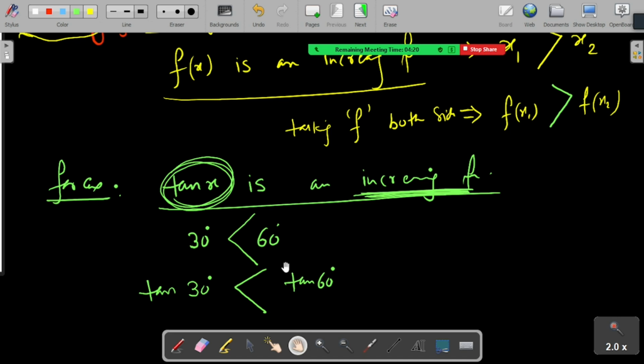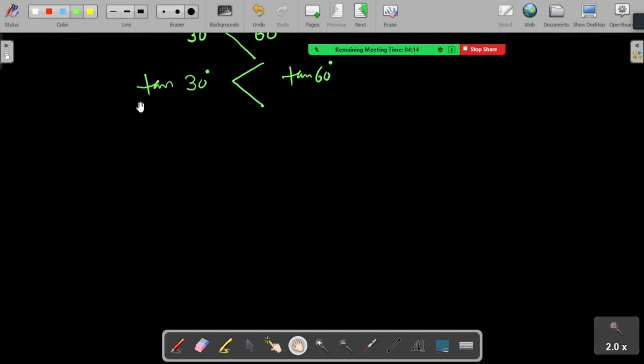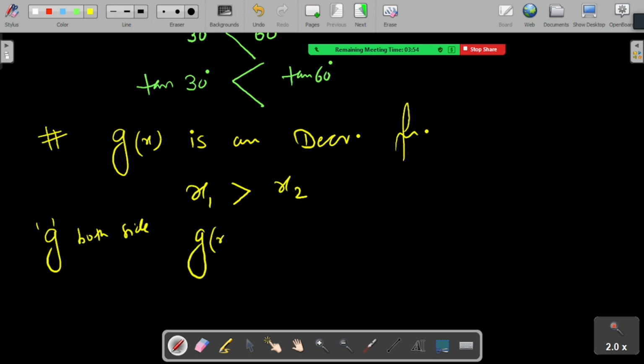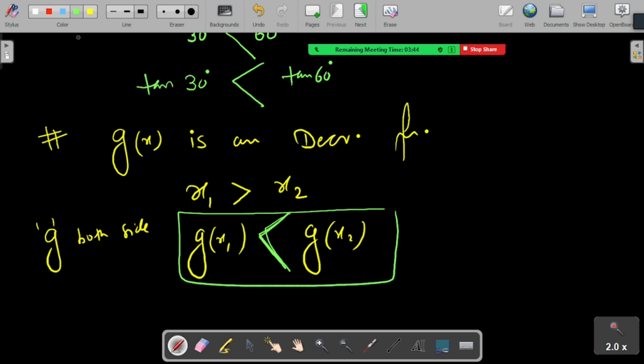Have you understood this concept? Whenever your function is increasing and you take that function on both sides, there will be no change in the inequality. You can just do the reverse for a decreasing function. Let us suppose g(x) is a decreasing function, and x1 is greater than x2. Now if you take g on both sides, g of x1 and g of x2, the inequality will get reversed.